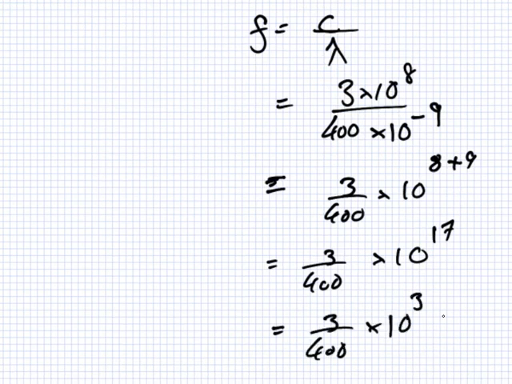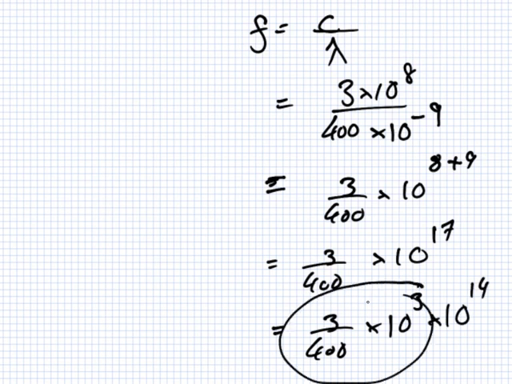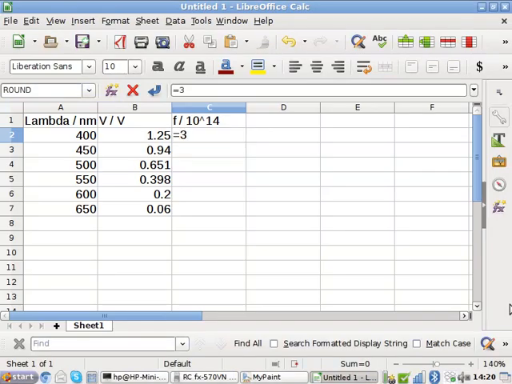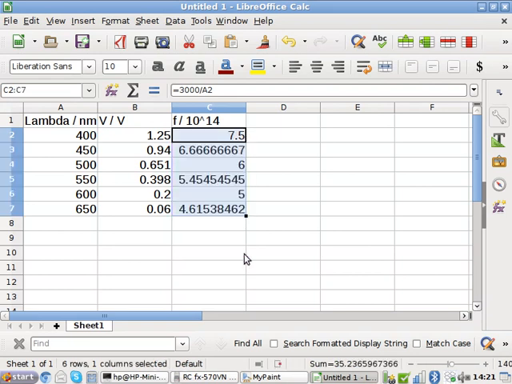So that's 10 to the 3 times 10 to the 14. The way I see it, if I take 3 divided by 400, which was this number here, and then multiply it by 1,000, I should get 7.5. And you said you got 7.5 times 10 to the 14. 7.49, yeah. So I can complete that, and these are all 10 to the 14s then. Okay. How many marks for that now? 2, 3? 2.